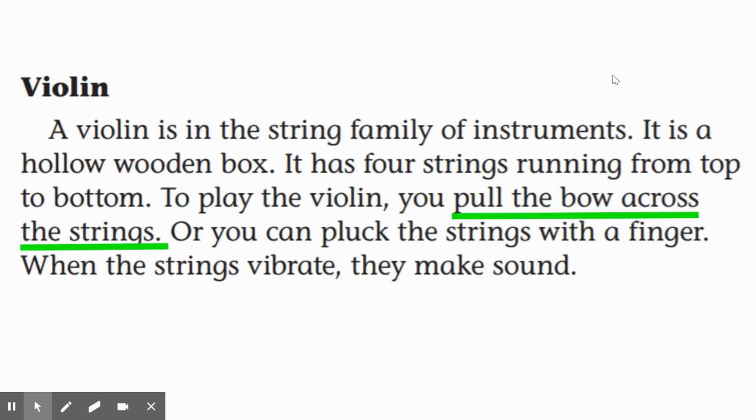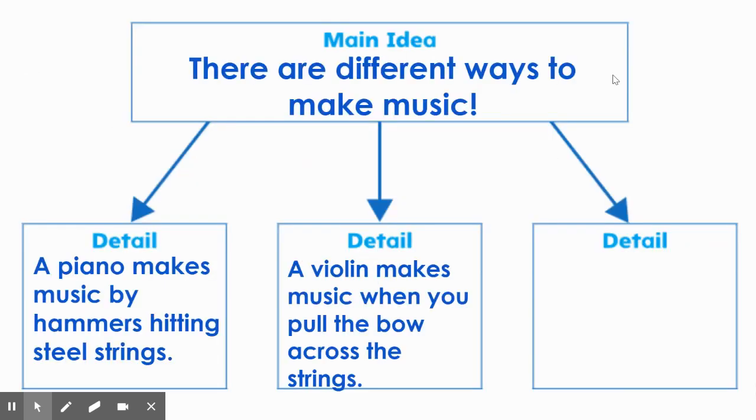That's right. It says, to play the violin, you pull the bow across the strings. That is the action that makes the music. So I can add that in as my second detail. A violin makes music when you pull the bow across the strings. Once again, my detail matches up with my main idea because it gives information about a way to make music.